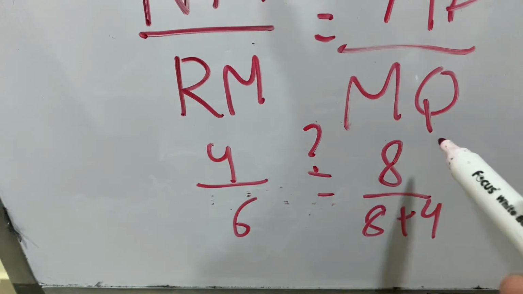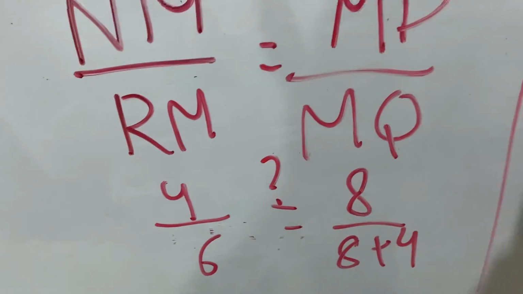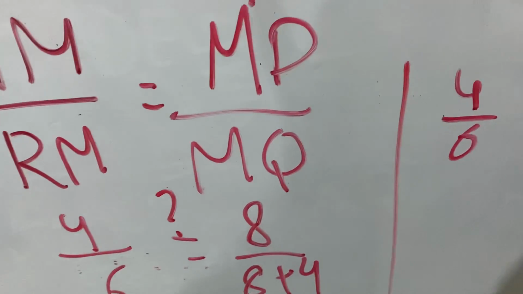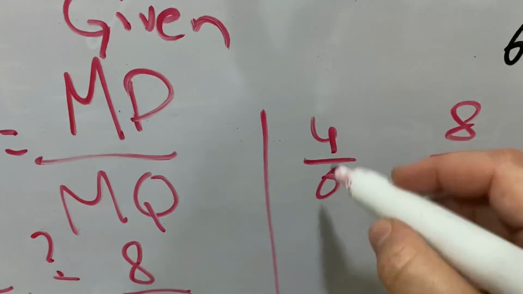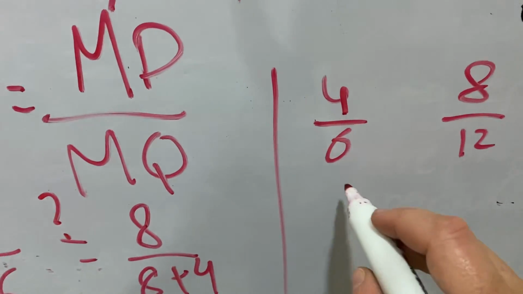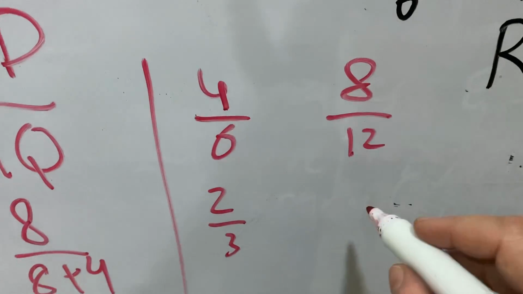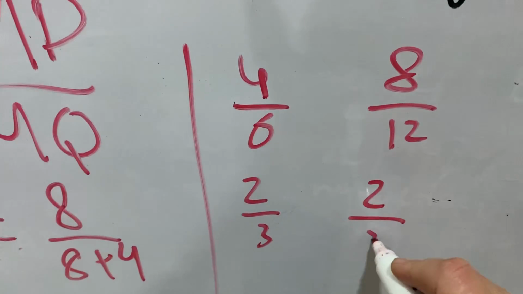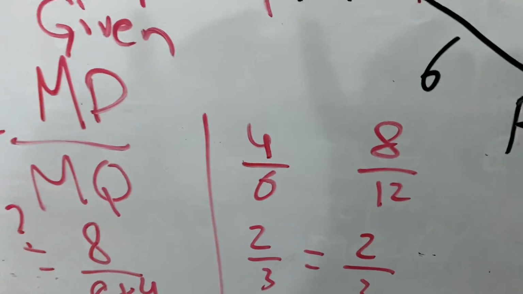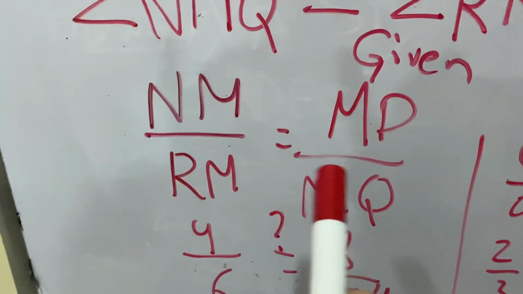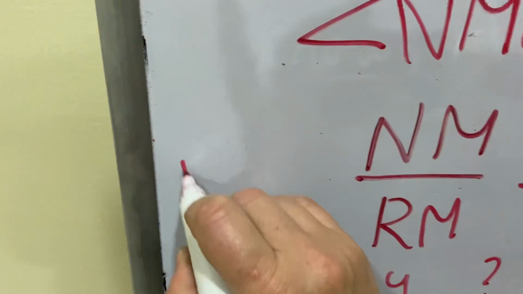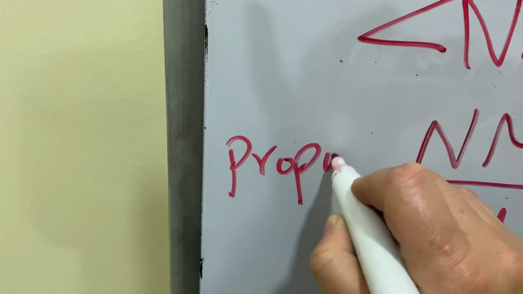Now 4 over 6 and the other one is 8 over 12. If you simplify this, divide by 2 and divide by 2, it gives you 2 over 3. And if you simplify this, divide by 4, divide by 4, it also gives you 2 over 3. Then they are equal. So are these sides proportional? Yes, these sides are proportional to each other.